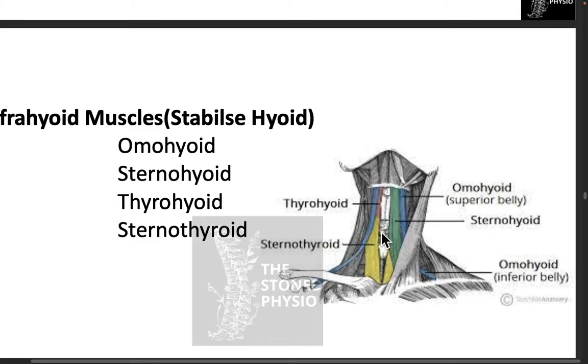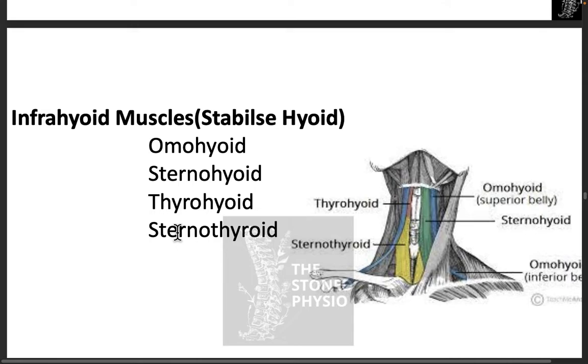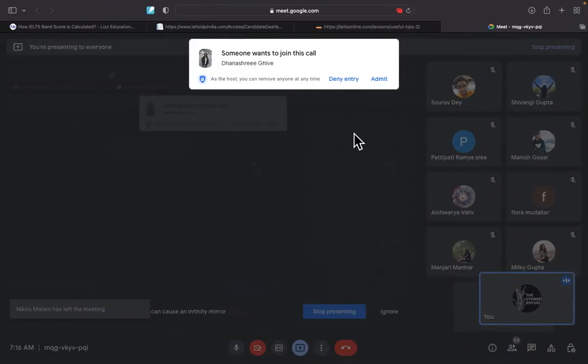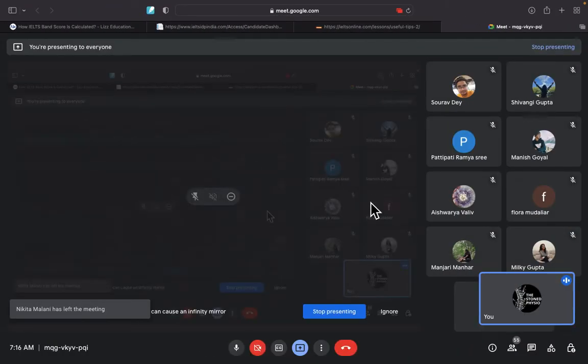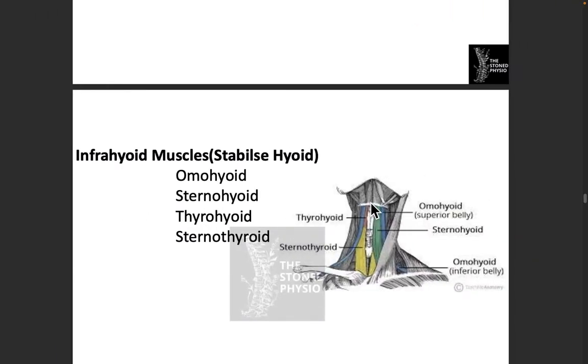The sternothyroid and thyrohyoid are shown here in brown. So the sternothyroid and thyrohyoid are two muscles. Omohyoid we know, and another one is the sternohyoid, between the sternum and the hyoid, again part of the infrahyoid muscles. I hope we are clear with these 8 muscles, 4 and 4, suprahyoid and infrahyoid. Okay, let us revise once more.